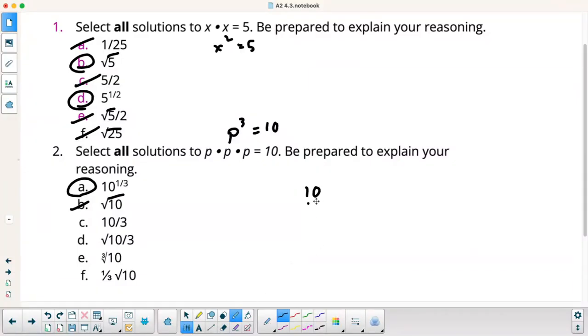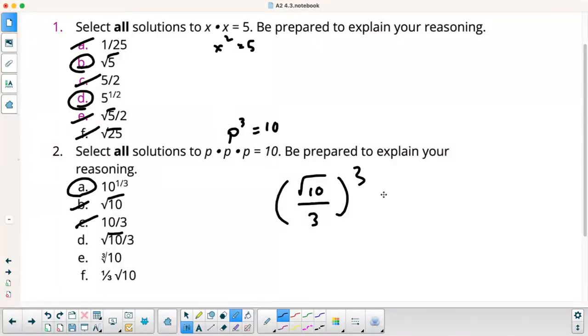10 thirds cubed. Is that equal to 10? No, that's going to be 1000 over 27. That's not equal to 10. This should be square root of 10 over 3, like that. I don't think that's going to work, but I'll plug it in and try it out. Square root of 10 over 3.